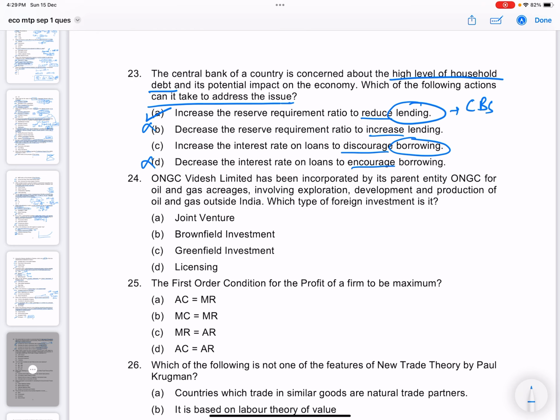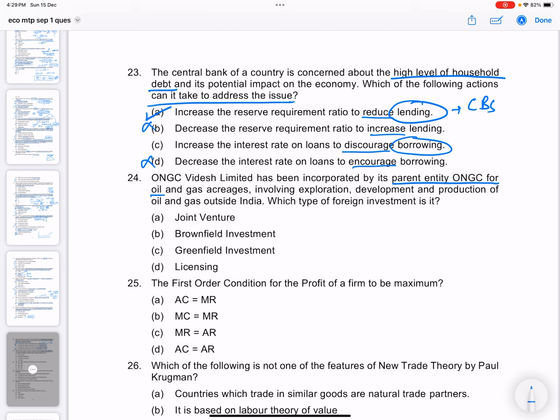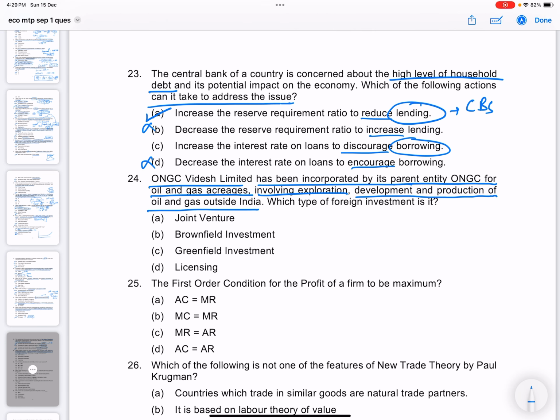ONGC Videsh Limited has been incorporated by its parent entity ONGC for oil and gas acreage, involving exploration, development and production of oil and gas outside India. Okay, so basically the ONGC Videsh Limited has been incorporated by its parent entity. Which type of foreign investment is it?